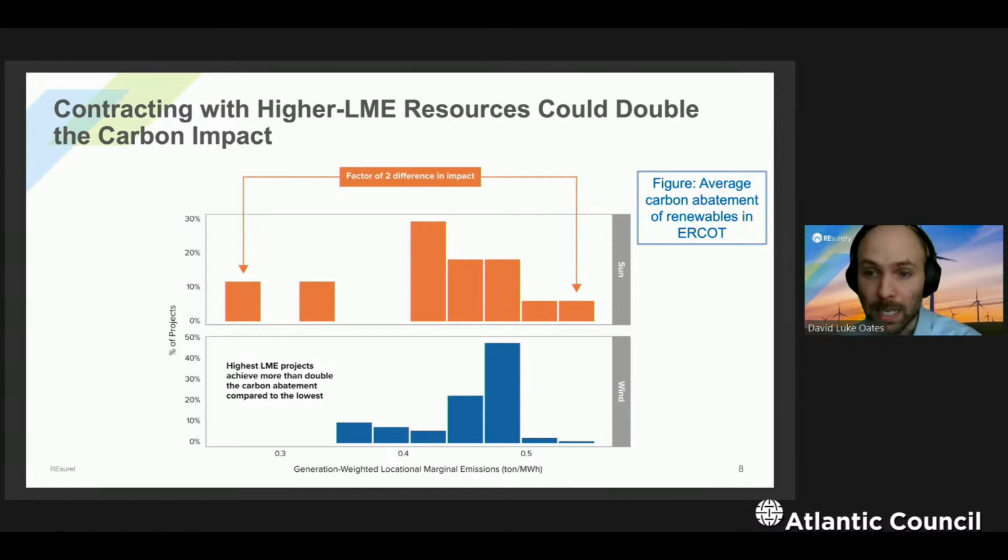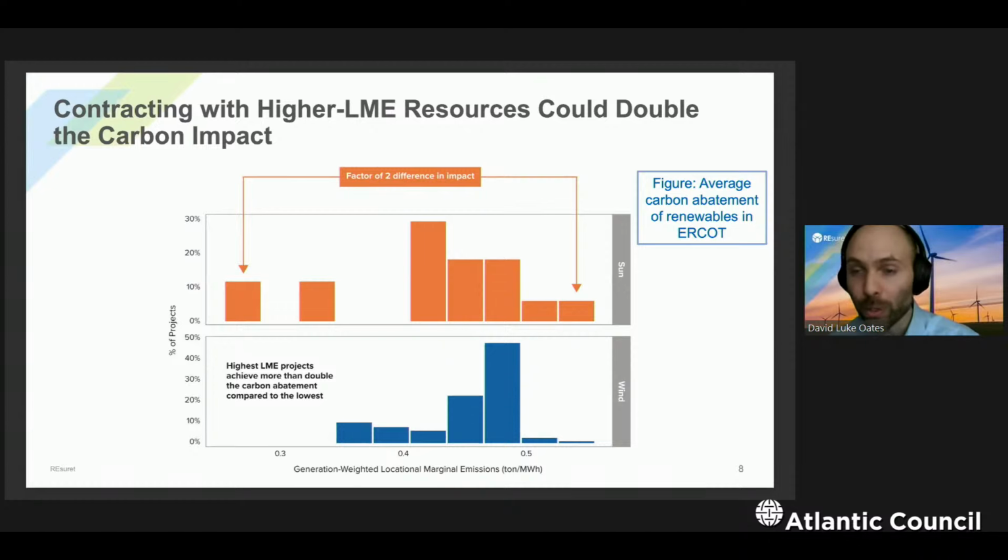And what you can see is that the generation weighted LMEs range from about 0.25 tons per megawatt hour to about 0.55 tons per megawatt hour. Just for reference, an efficient gas-fired combined cycle resource produces about 0.4 tons per megawatt hour. So the range is close to that, but is quite a bit smaller on the left tail and quite a bit larger on the right tail. There's about a factor of 2 difference between the lowest abating projects and the highest abating projects.